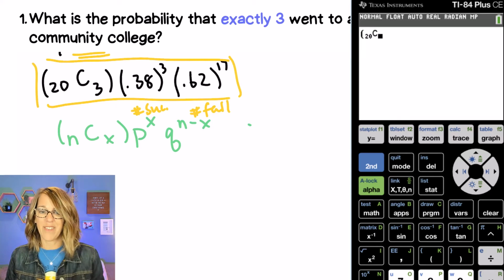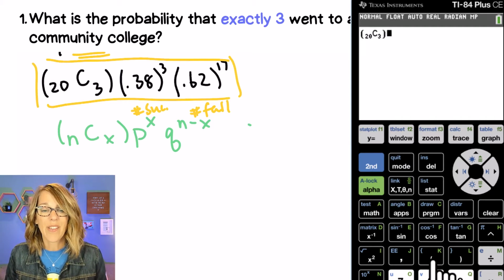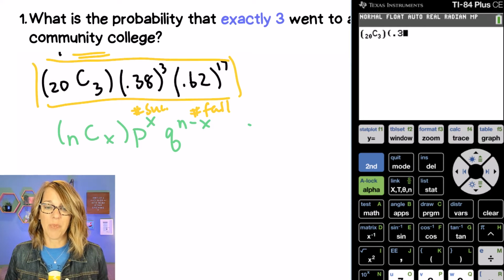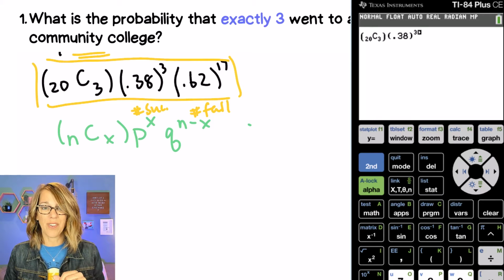I want 3 of those to be a success. Let's arrow over and put in another set of parentheses. Now I've got my successes. So I've got a probability of a success, which is 0.38. And I've got 3 of those, so to the third power.